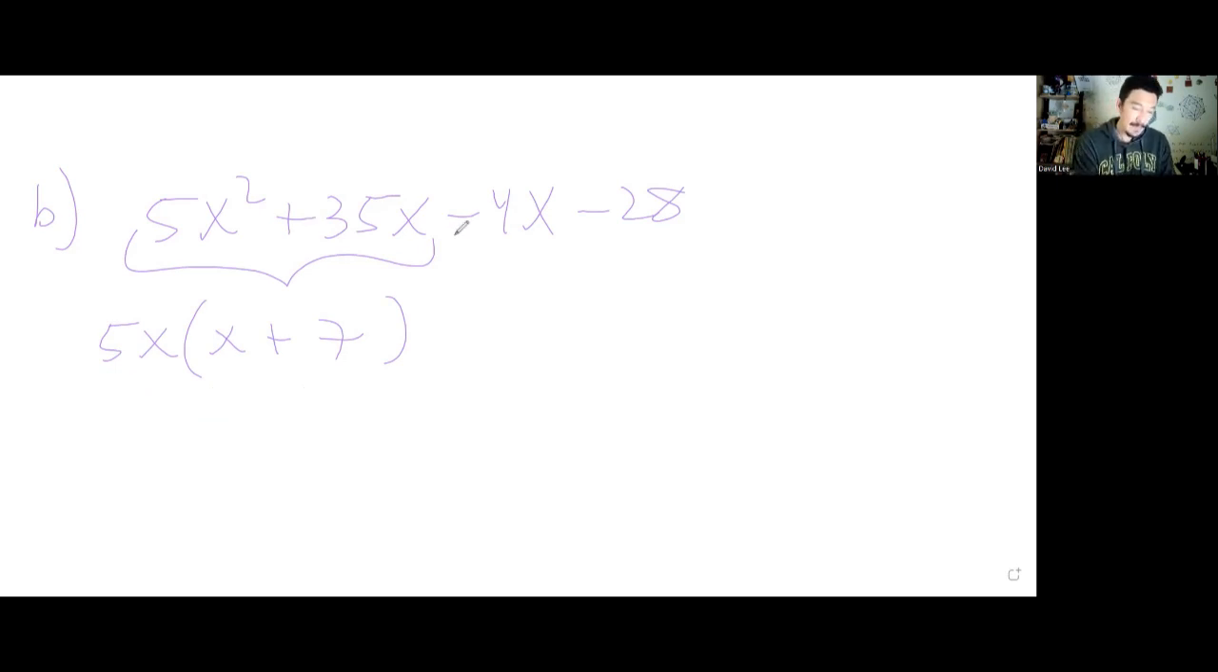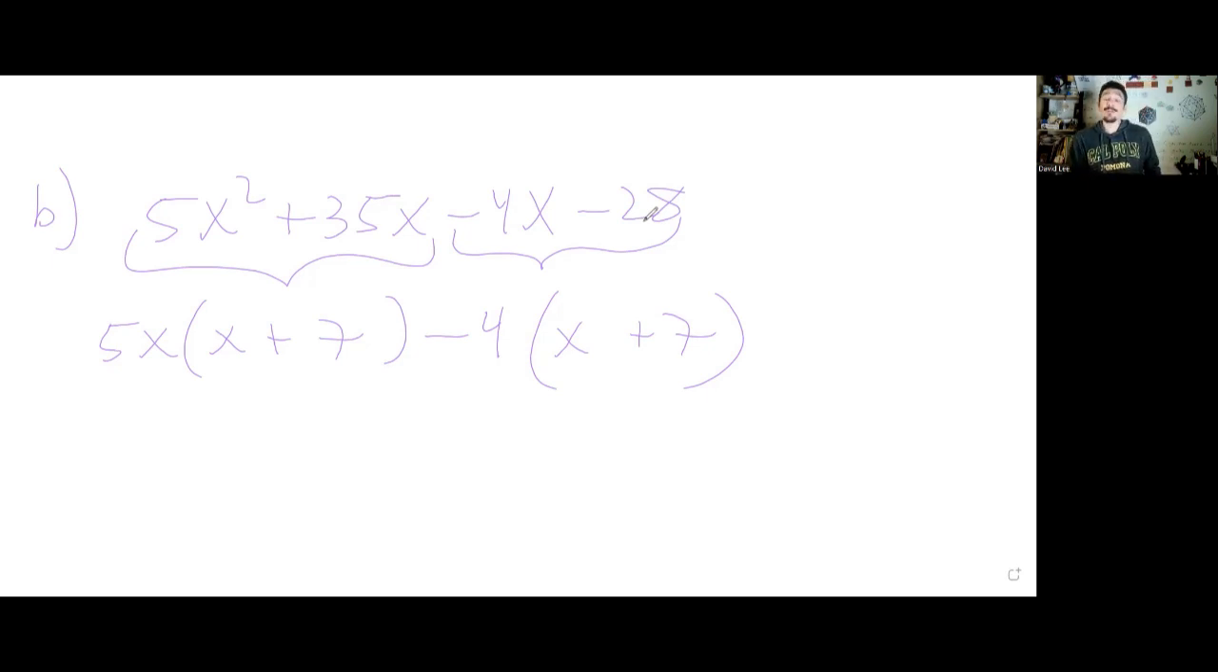All right, now look at the latter 2 terms. What can you take out from those ones? Well, because this sign is negative, I'm going to go ahead and take out a negative. Now, if you compare 4 and 28, you can actually take out 4. So we can take out negative 4. And if you take negative 4 away from these terms, you should be left with x plus 7, right? Because the negative 4 times the 7 is negative 28.